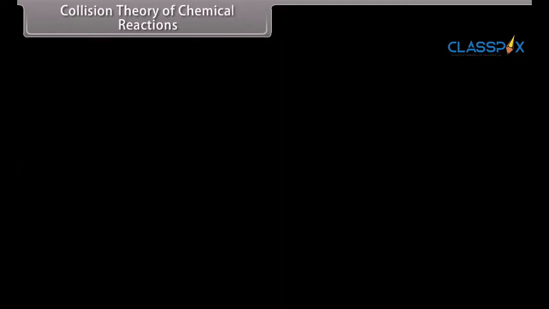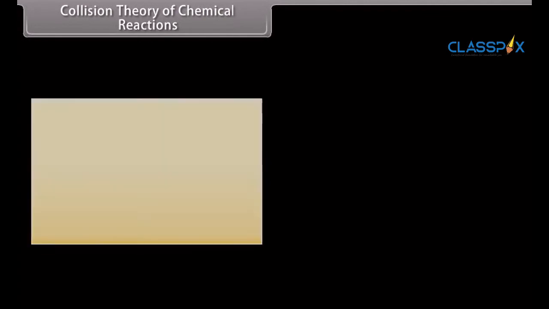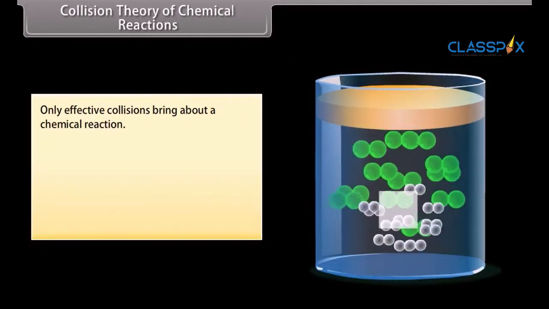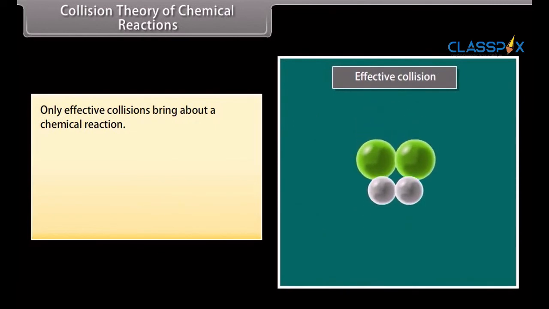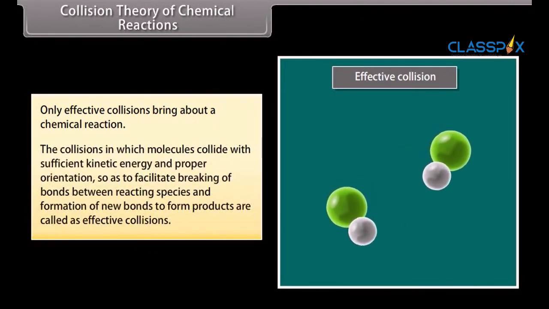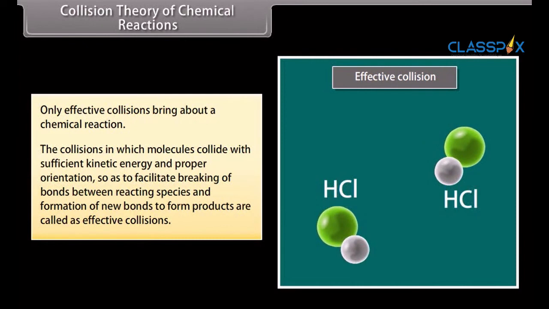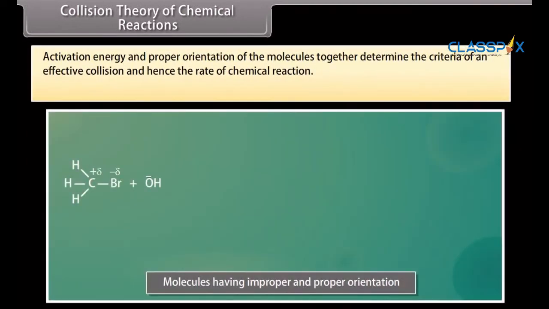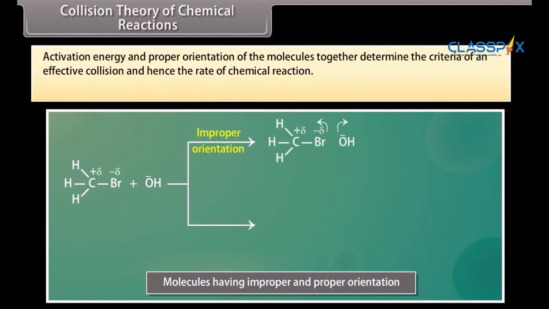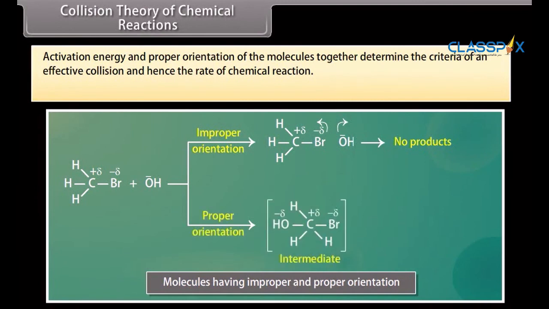Collision theory of chemical reactions. Only effective collisions bring about a chemical reaction. The collisions in which molecules collide with sufficient kinetic energy and proper orientation, so as to facilitate breaking of bonds between reacting species and formation of new bonds to form products, are called effective collisions. Activation energy and proper orientation of the molecules together determine the criteria of an effective collision and hence the rate of chemical reaction.